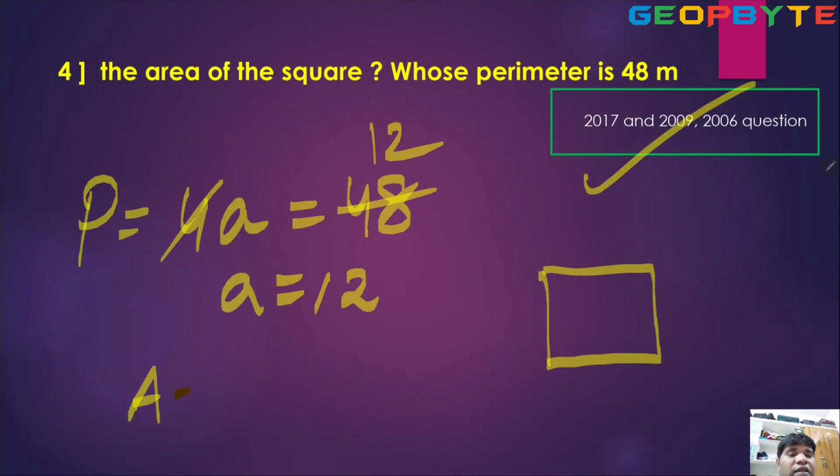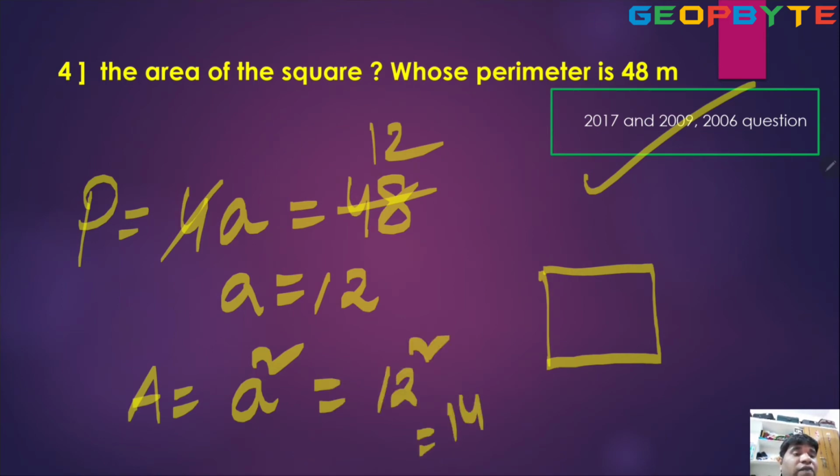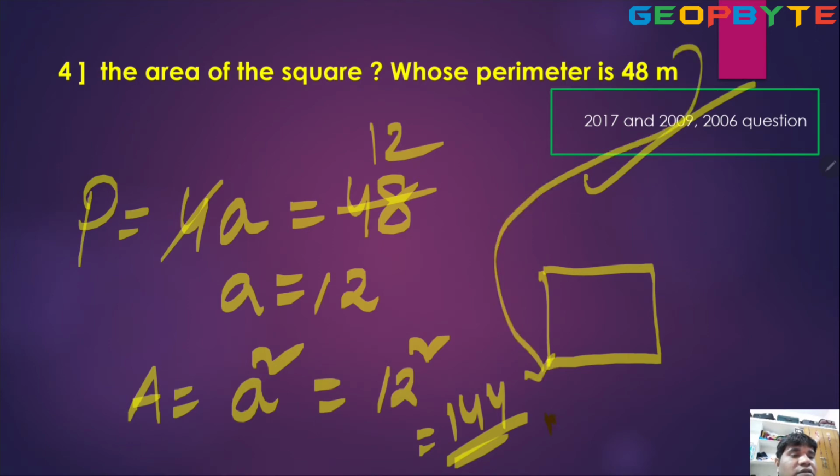What is the area logic? Side square, a square. So 12 square. So the answer is 144 meter square, because length is given in terms of meters. The measurement unit is also important, because sometimes options are given like that.